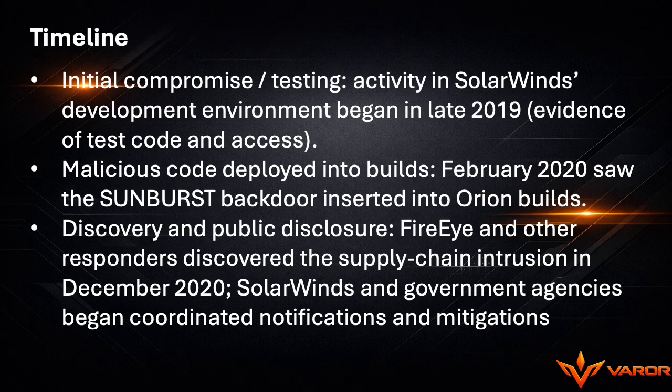Timeline. Initial compromise/testing: activity in the SolarWinds development environment began in late 2019, with evidence of test code and access. Malicious code deployed into builds: February 2020 saw the SUNBURST backdoor inserted into Orion builds. Discovery and public disclosure: FireEye and other responders discovered the supply chain intrusion in December 2020. SolarWinds and government agencies began coordinated notifications and mitigations.